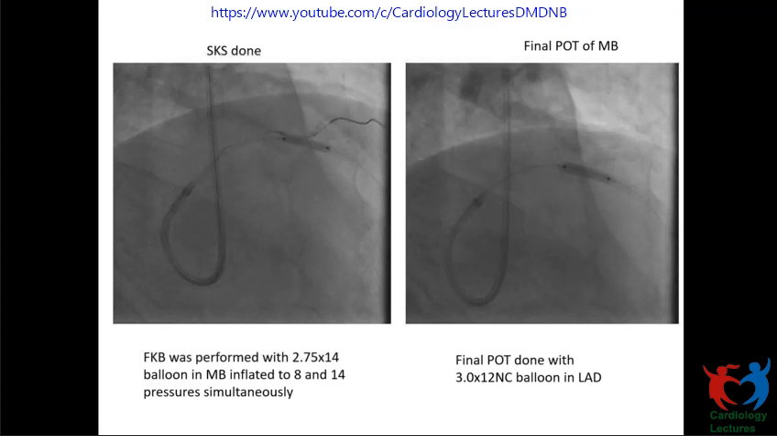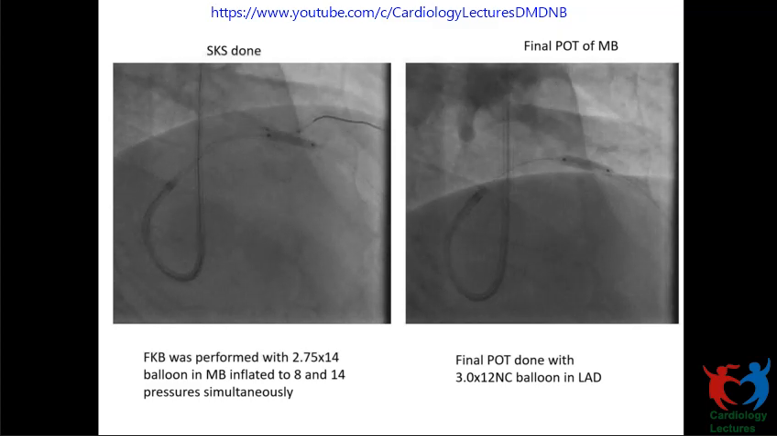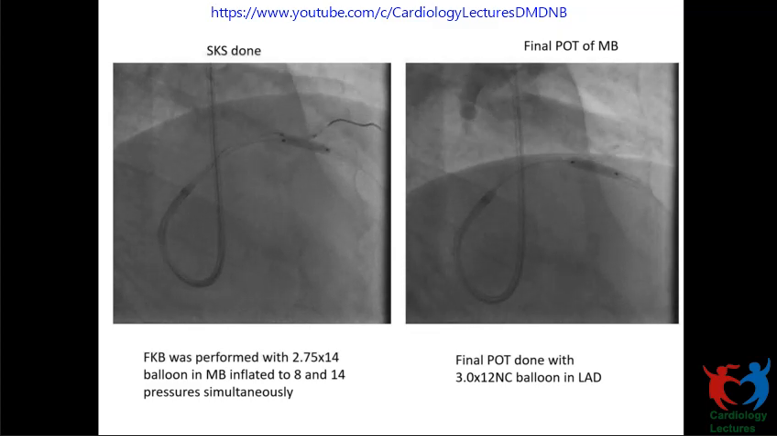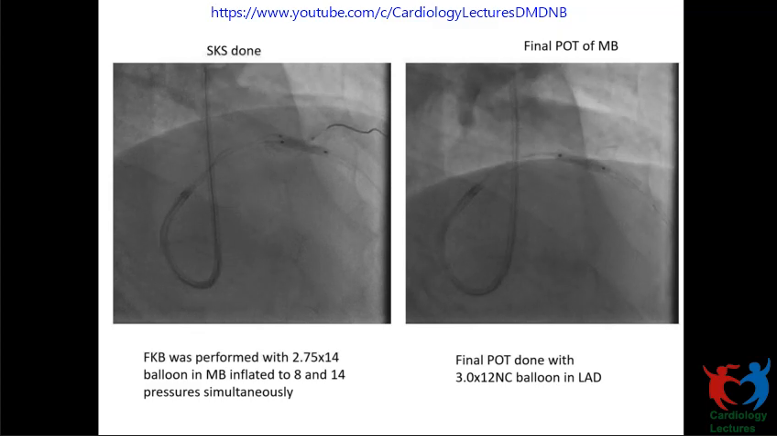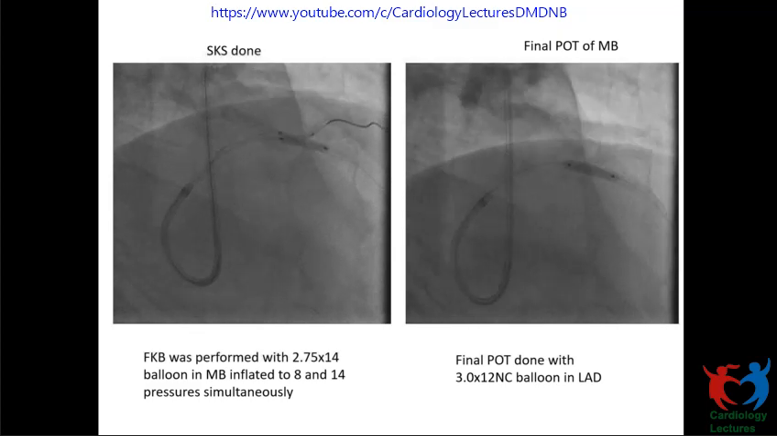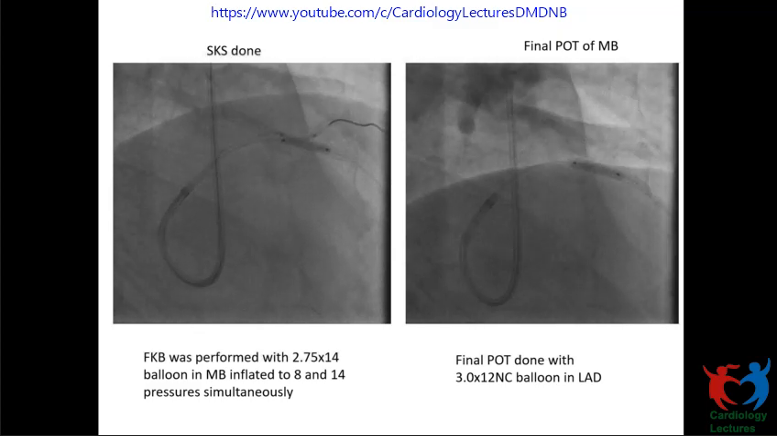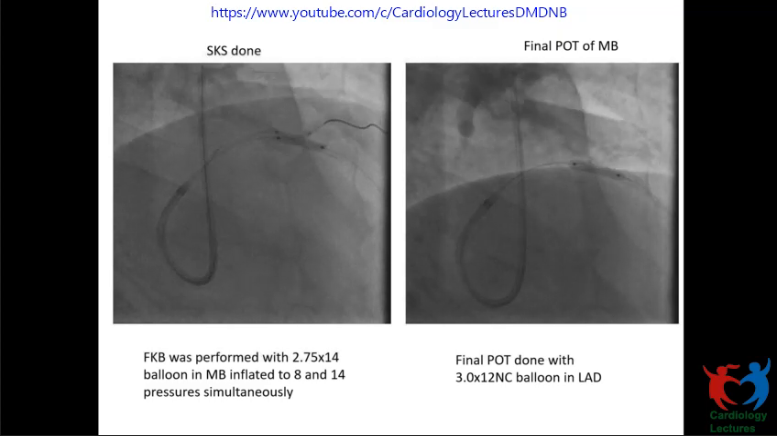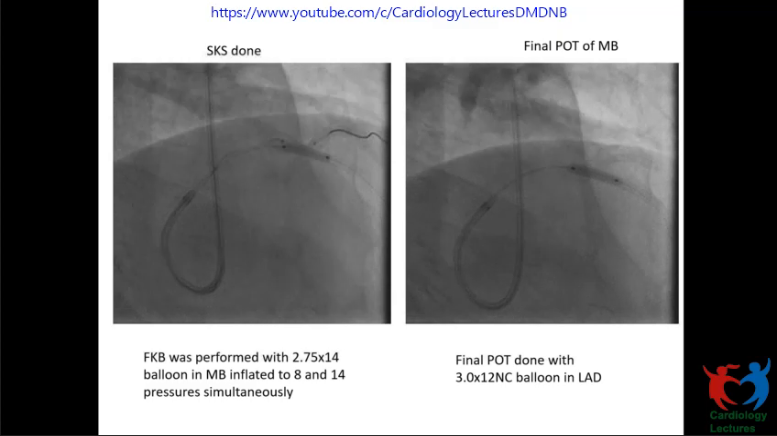Actually, we should cover the ostium and a little bit beyond the ostium, which is much better than this. That's why we should use shorter balloons, not longer balloons. So in this, you put a 2.5 stent in the diagonal. I would post dilate with a 2.5. At least a 2 millimeter kissing balloon may not be adequate to get a good carina in this.